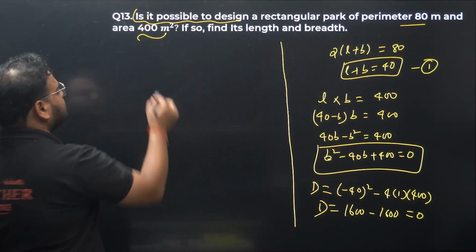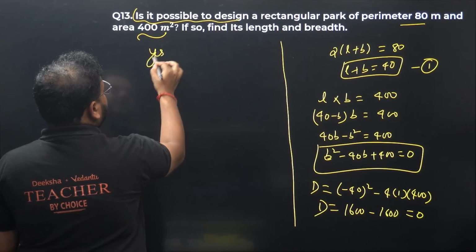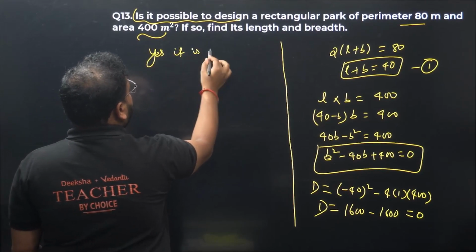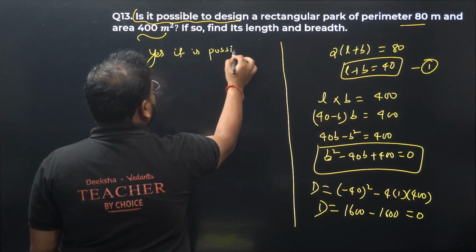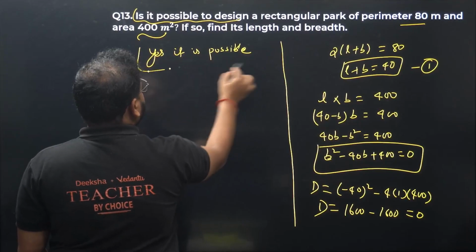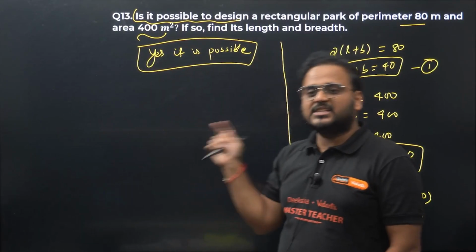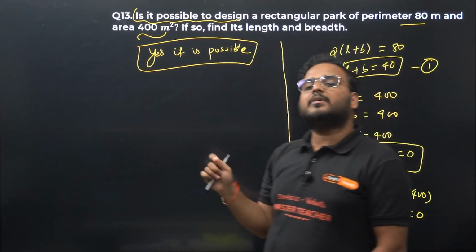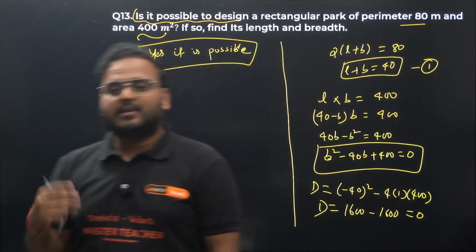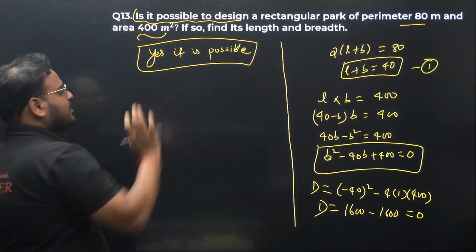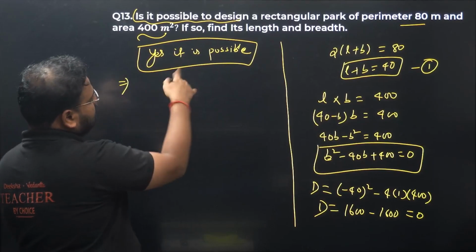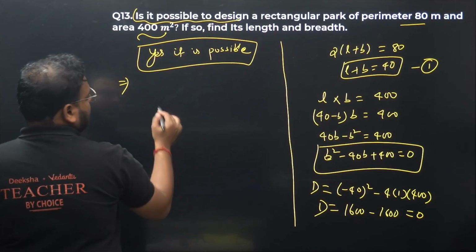So yes, that is the answer for the first part. Yes, it is possible. They asked, is it possible to design? Yes, it is possible to design a park with perimeter 80 and area 400 meters square. Now, for the second part, find the length and breadth.